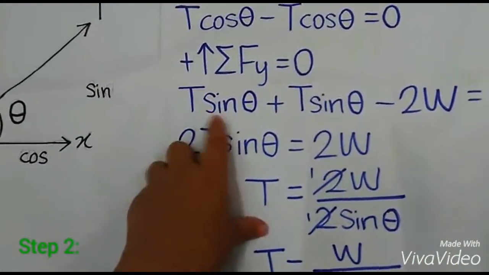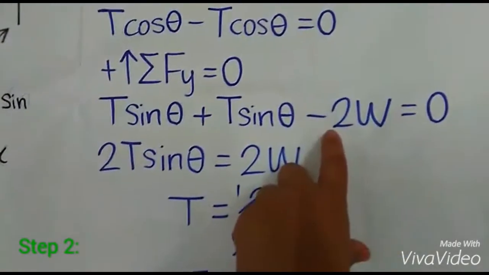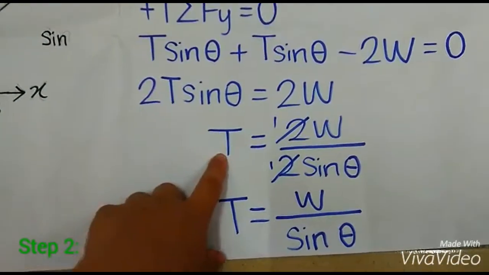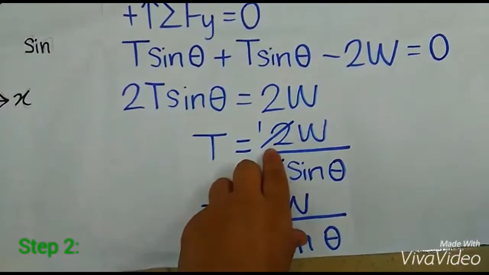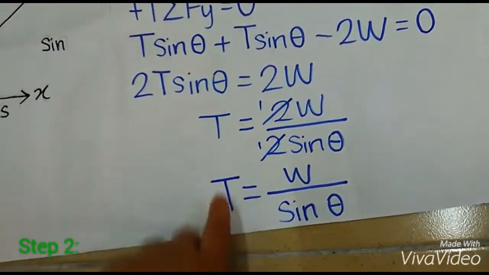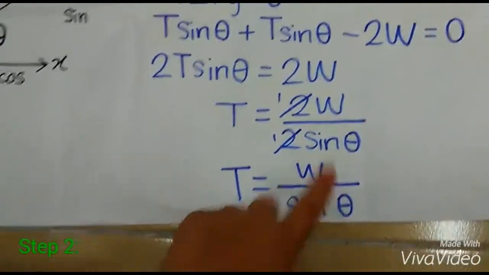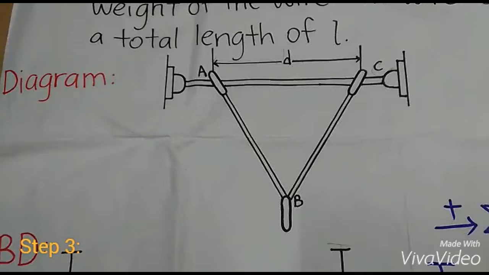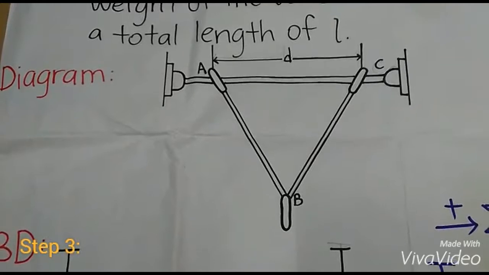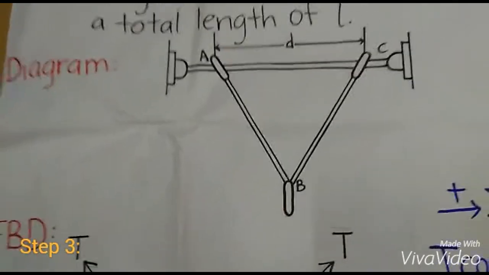Okay, then T sine theta plus T sine theta equals 2T sine theta. Then this one we need to shift to behind, becoming 2W. Then T equals 2W divided by 2 sine theta. The 2 and 2 are the same, so they can be cancelled, and the final answer would be T equals W divided by sine theta. I refer to the diagram. When the suspended weight at ring B is being pulled, rings A and C will meet up with each other at the center.